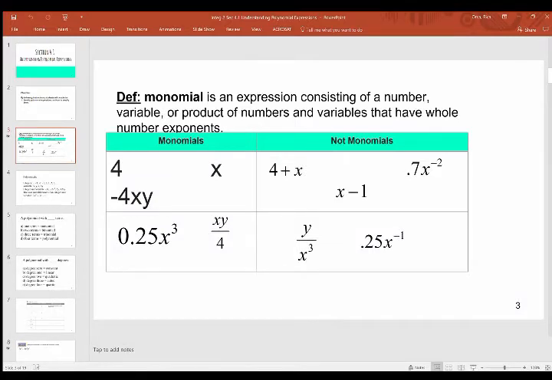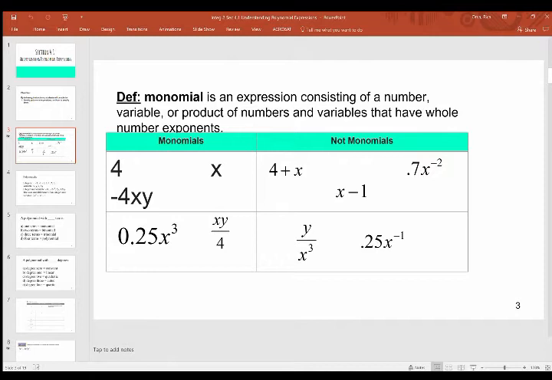The word mono means one, so one expression. A monomial can be any number. That includes decimals, whole numbers, fractions, negative numbers, positive numbers. If it's a number, it's a monomial. It can also be a variable: x, y, z, any letter in the alphabet will work. Or a product of numbers and variables that have whole number exponents.